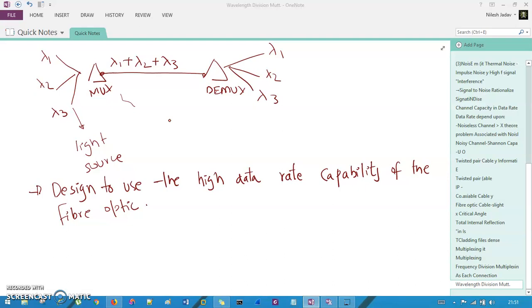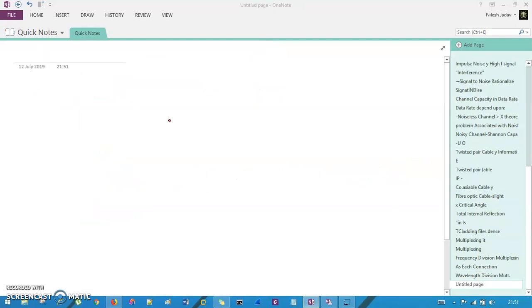Now we will understand something called space division multiplexing. Okay, this is our last multiplexing technique. So let me write it down, SDM, which stands for space division multiplexing.